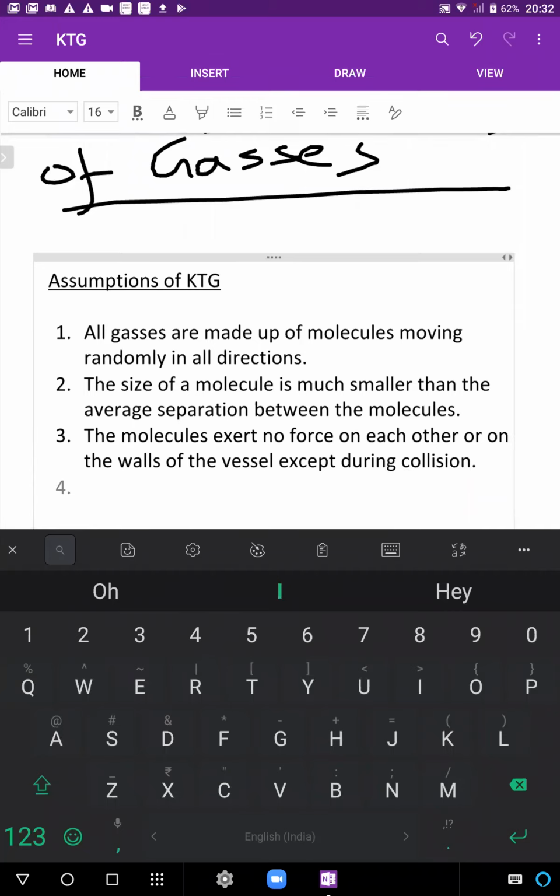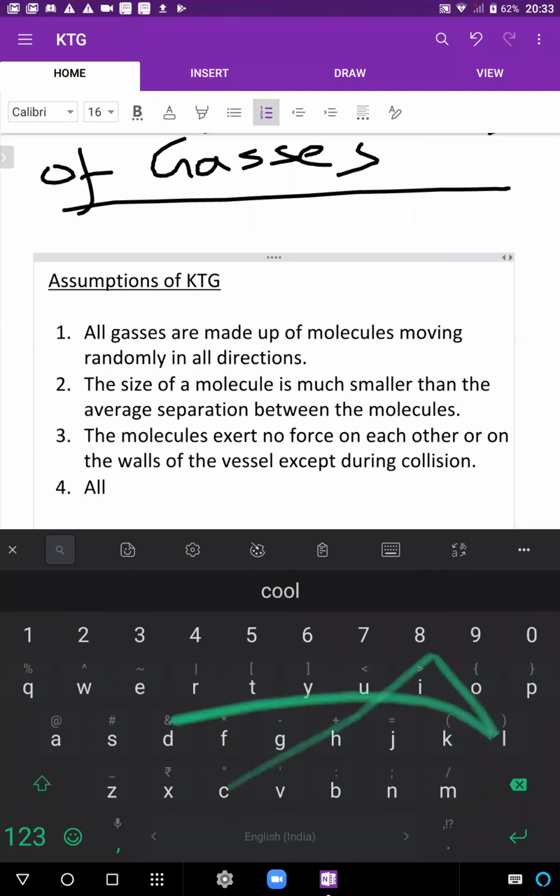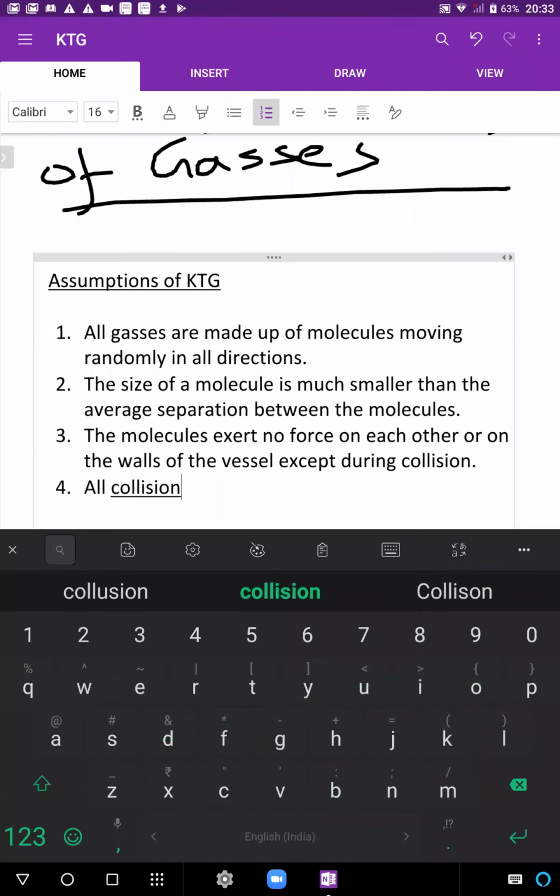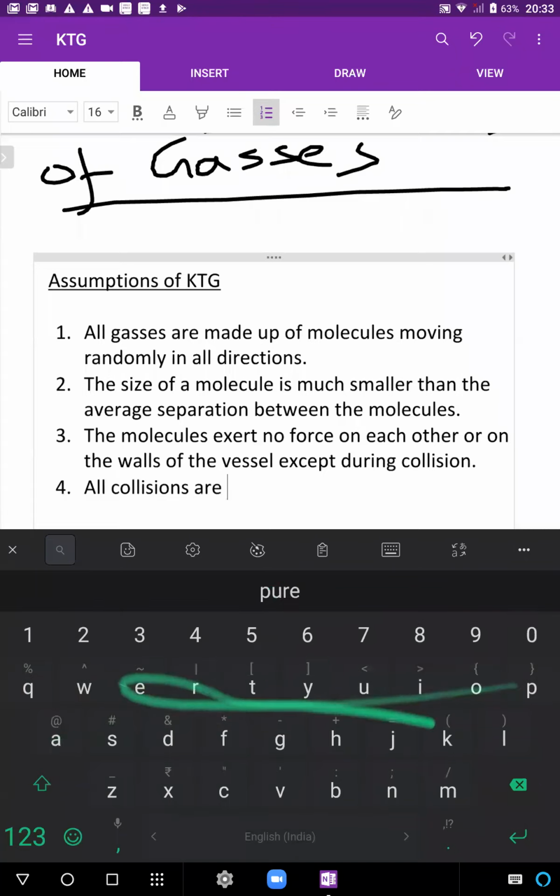Let me just check the doubt. Another way of saying statement 2 is that the volume occupied by the gas particles is negligible in comparison to the volume of the container. Statement 4, all collisions are purely elastic.